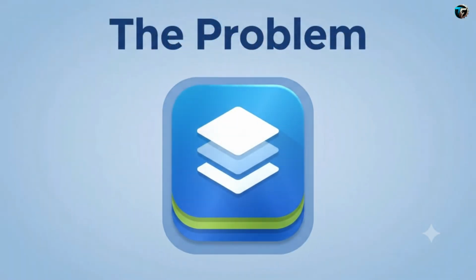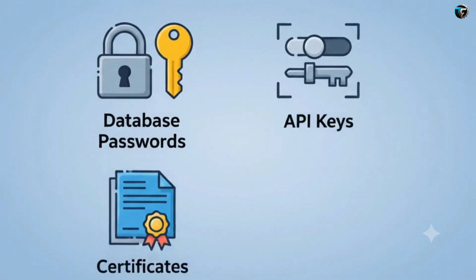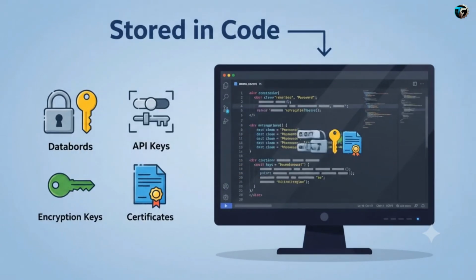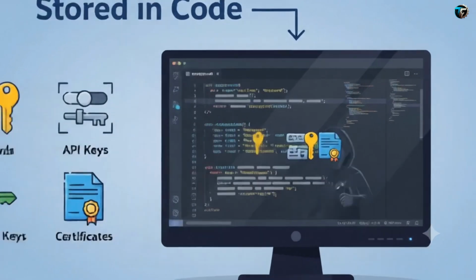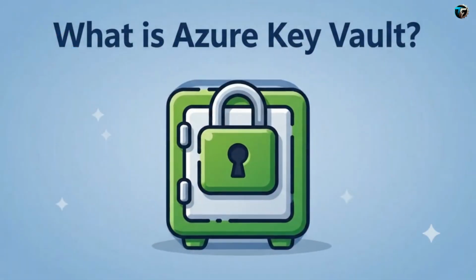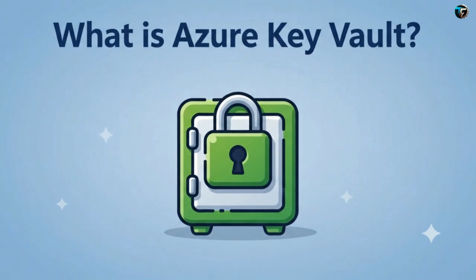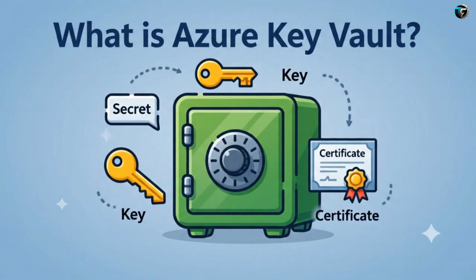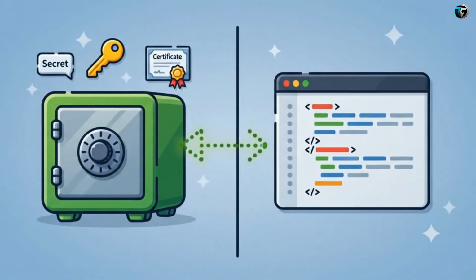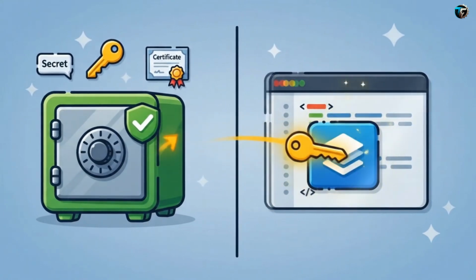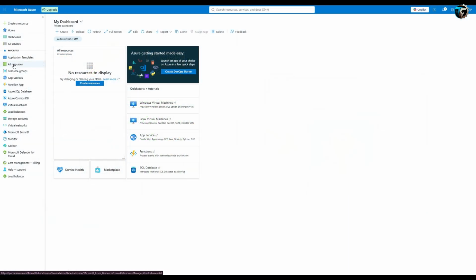Every enterprise application needs sensitive information: database passwords, API keys, certificates, encryption keys. If these are stored in source code or configuration files, anyone with access to the code could potentially steal them. That's a huge security risk. Azure Key Vault is Microsoft's secure vault for storing and managing sensitive information. Think of it as a highly protected digital safe. Instead of storing secrets inside your application, you store them securely inside Key Vault. Applications retrieve them only when needed.